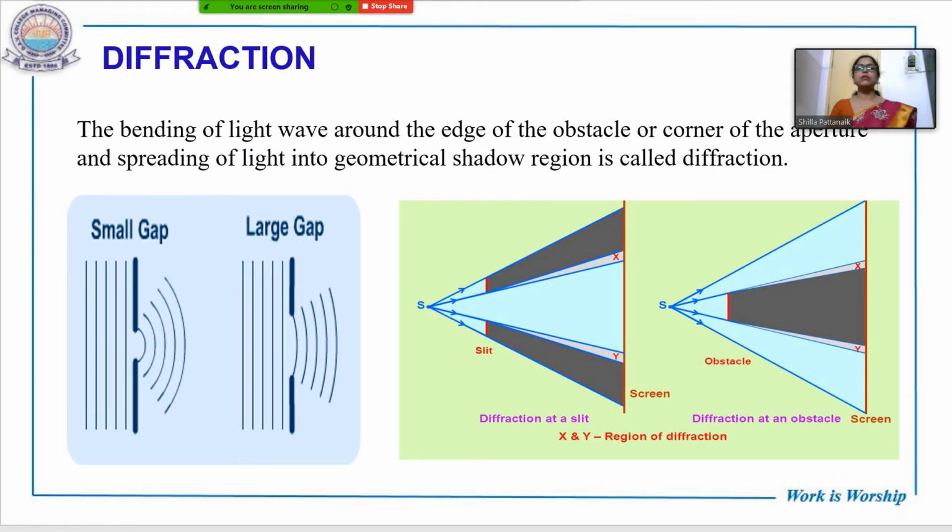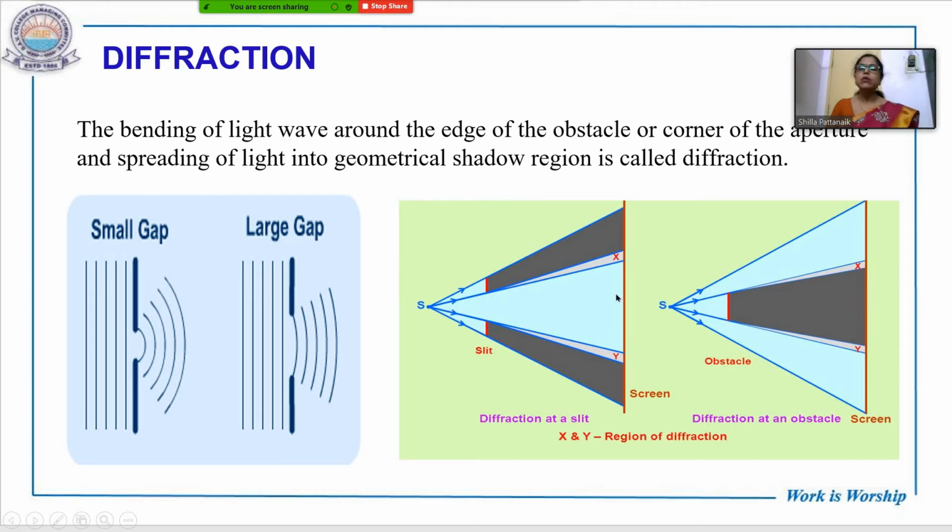Diffraction. This is the definition of diffraction. The bending of light around the edge of the obstacle or the corner of the aperture and spreading of light into geometrical shadow region is called diffraction. Diffraction can occur through the slit, very narrow slit, or around the corners or edges of the obstacle also. You can see both the pictures. Here diffraction is occurring through the slit. Here diffraction is occurring at the edges of the obstacle. And in both the cases you can see there is spreading of light into the shadow region.